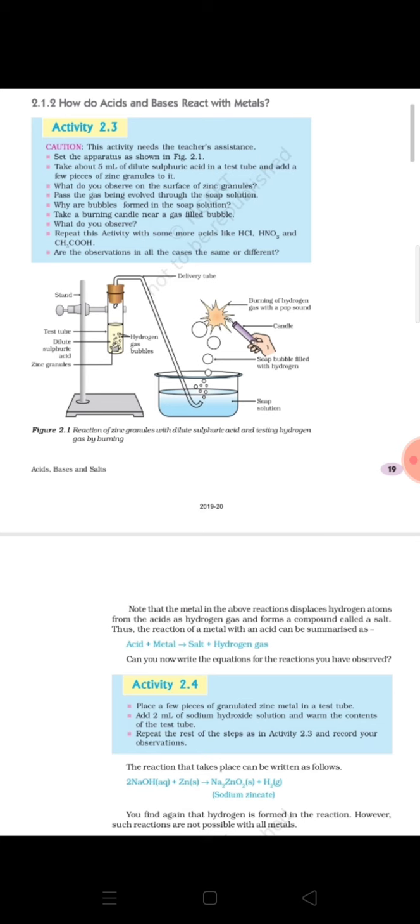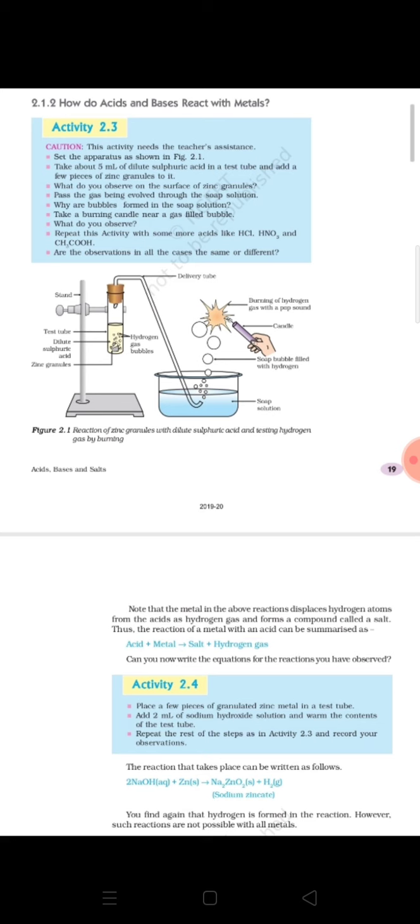Same observation means whenever any metal reacts with an acid, whether it is strong or weak, a salt of that metal is formed and hydrogen gas is evolved. So we will find the same observation in different acids, weak or strong. But there will be one difference. Suppose you use acetic acid instead of sulfuric acid, then you will find that the bubble formation, or the evolution of gas, is slow. Why? Because this acid is weak, so the rate of reaction becomes slow. But you will find the rest of the things the same, like the salt of the metal as well as hydrogen gas.